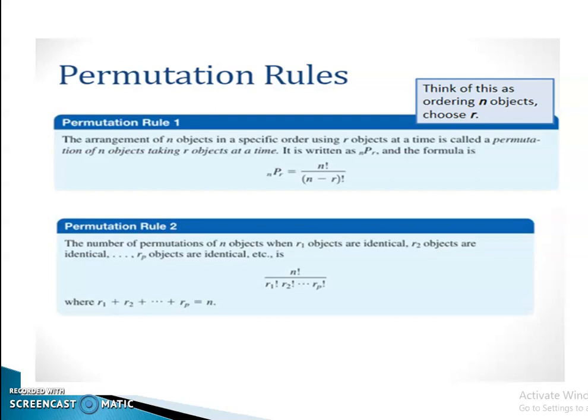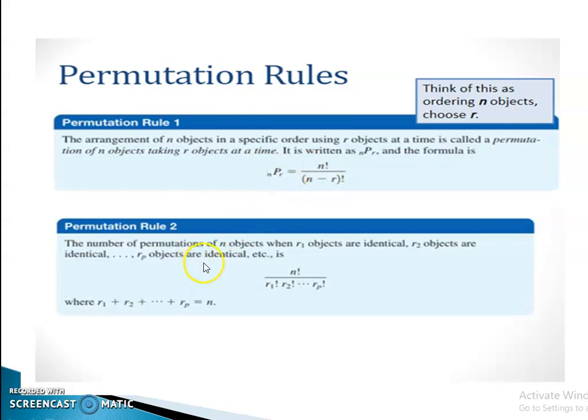Permutation rules. Permutations use the entire group and order matters, whereas combinations use parts of the group and the order does not matter. Permutation rule number 1 and permutation rule number 2 are for 2 different conditions. If there are n distinct objects and we have to select r at a time, then the formula is nPr equal to n factorial over n minus r factorial. Out of n distinct objects, we have to select r objects at a time.